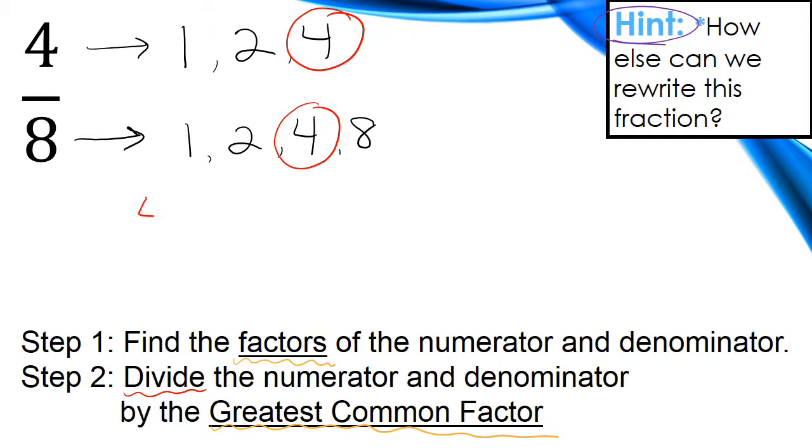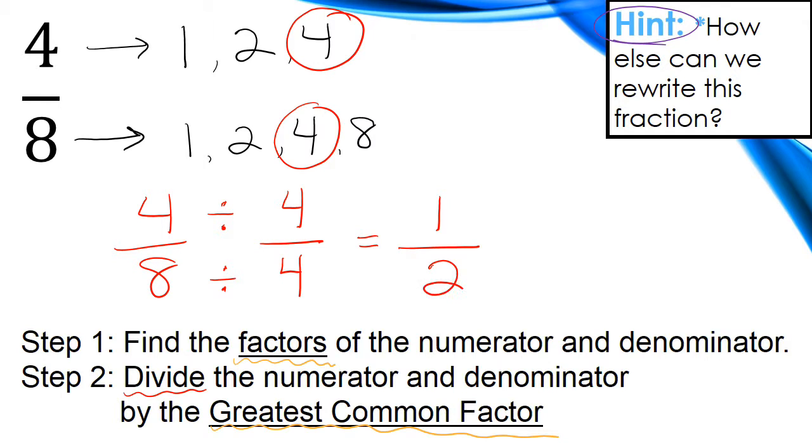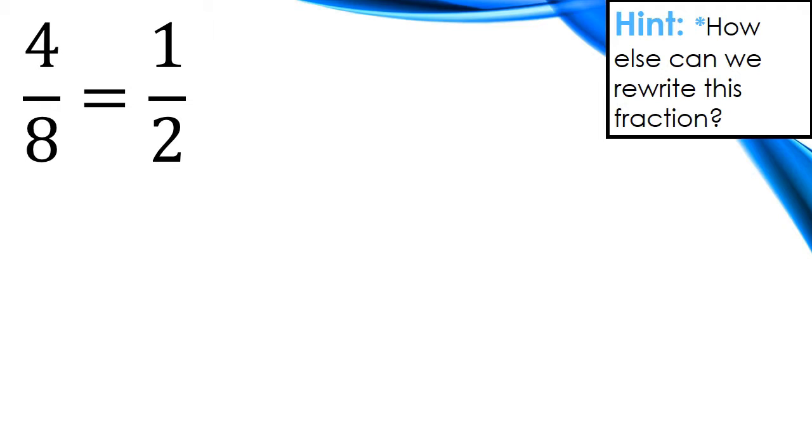So what we're going to do is we're going to do 4/8, and we're going to divide the numerator and the denominator by the same factor of 4. And so when we do this, 4 divided by 4 gives us 1, and 8 divided by 4 is 2. So when we simplify 4/8, it becomes 1/2. So now we have simplified 4/8 is equal to 1/2.